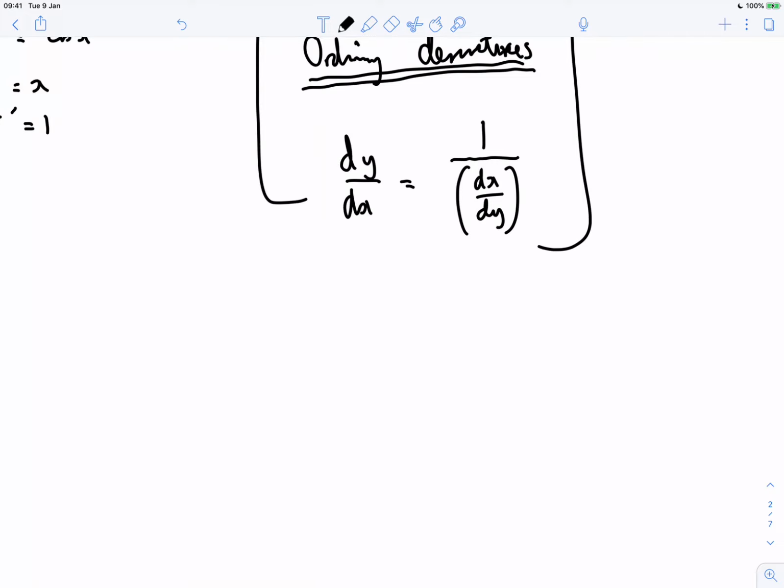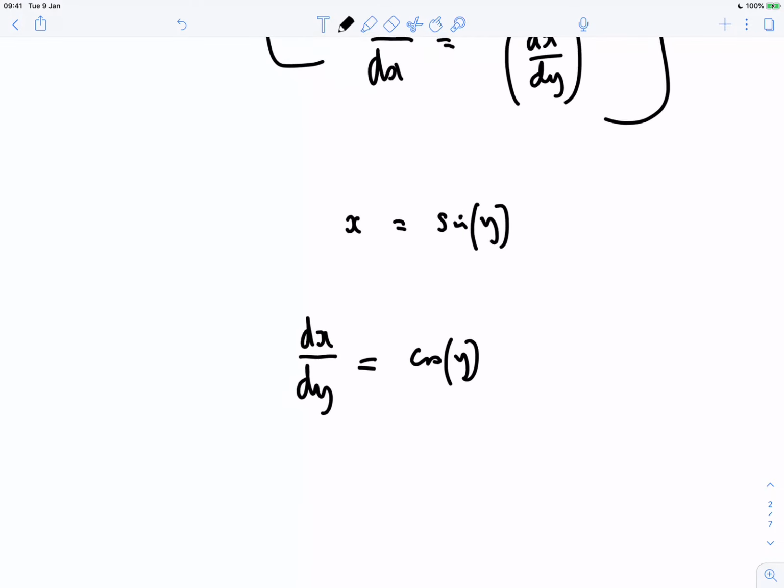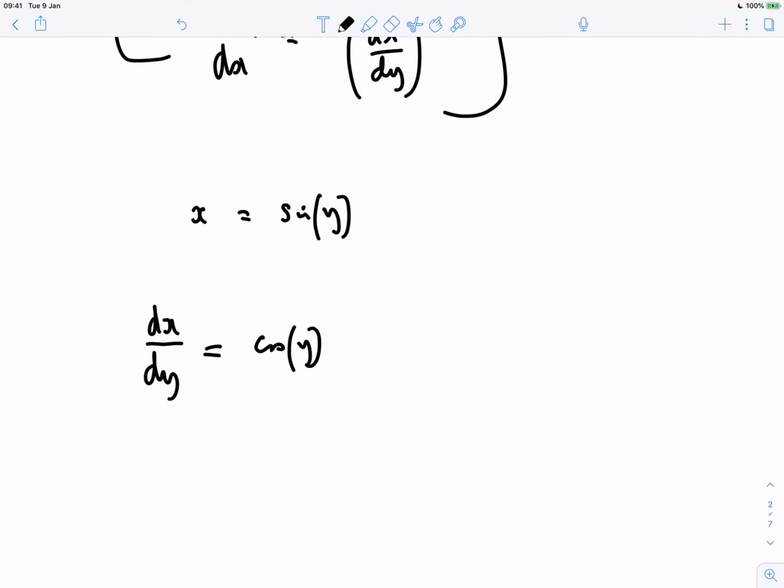And this is going to be quite important. For example, if x equals sine y, you might be asked to find dy by dx. If that's the case, you've got x as a function of y, so you might want to find dx by dy first. Since sine y differentiates to just cosine y with respect to y, the job becomes, how do I turn dx by dy into dy by dx? Well, I just flip both sides. This becomes dy by dx equals 1 over cosine y.